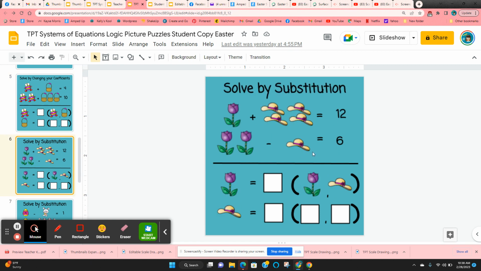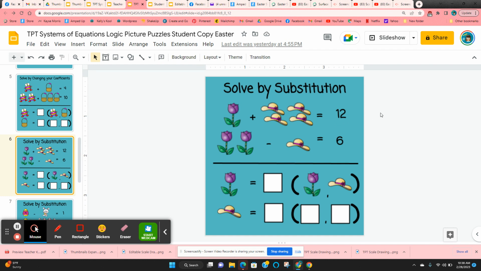So they've got to solve for one of the variables. Looks like they could easily solve for x on the first equation. That means they're going to be subtracting the 4y, or the 4 Easter bonnets. So if they subtract that 4y, they're going to get x equals 12, negative 4y.